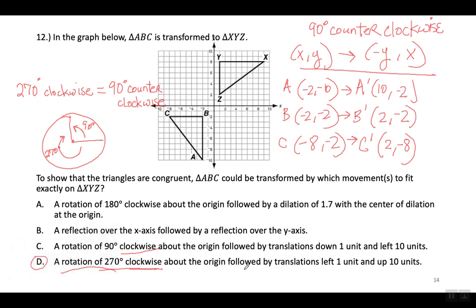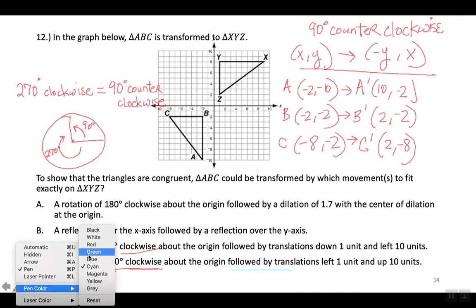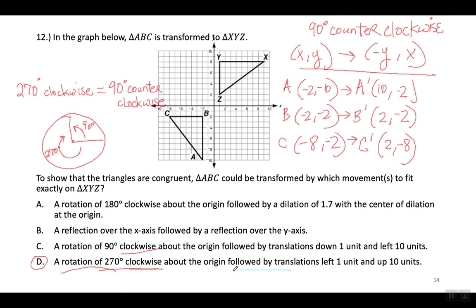Okay, followed by, oh whoops, that was not the color I wanted, let me change that again. Followed by a translation left 1 unit and up 10 units. Alright, so to get my final coordinates for X, Y, and Z, if I move it left 1 unit, that means subtract 1 from all the X coordinates.